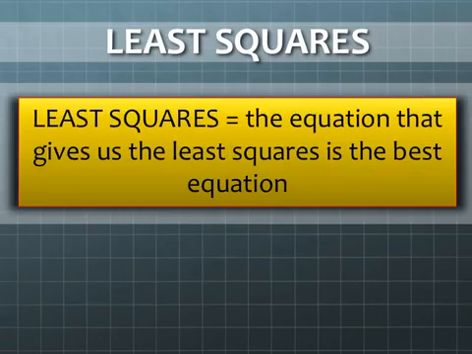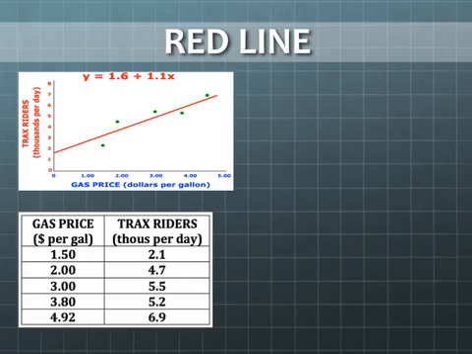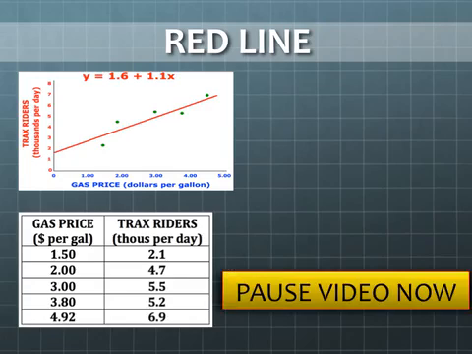So let's look at the second possible equation to see if the number of squares is better or worse. Pause the video and calculate the total squares for the red line. Then resume the video and check your work.